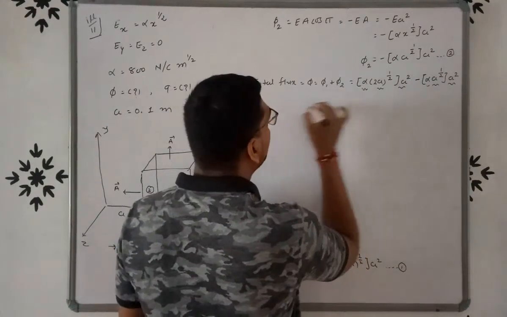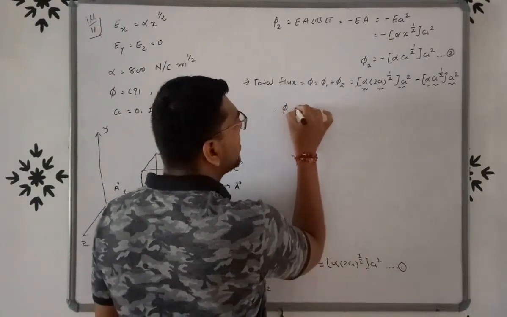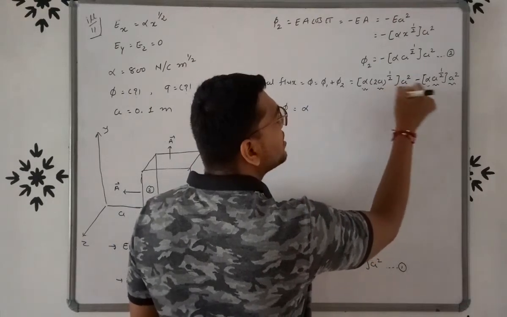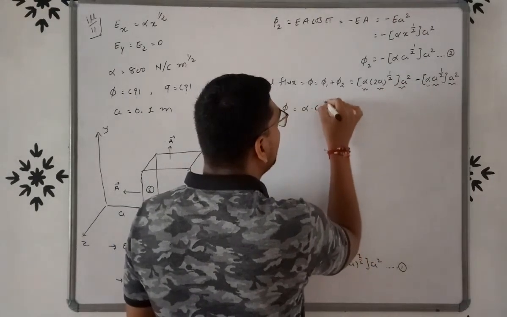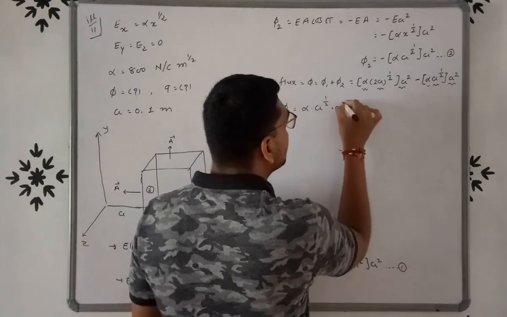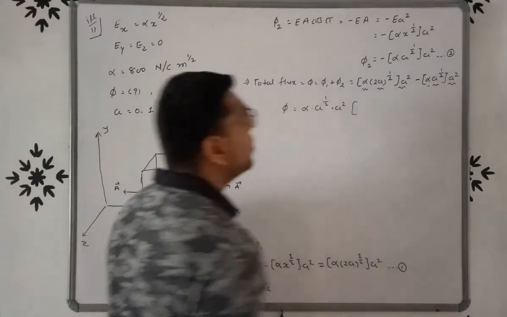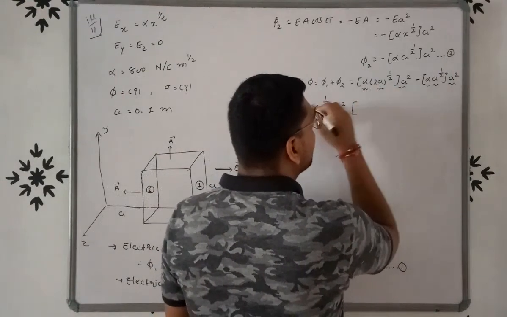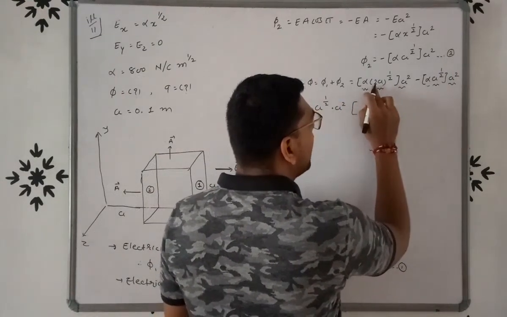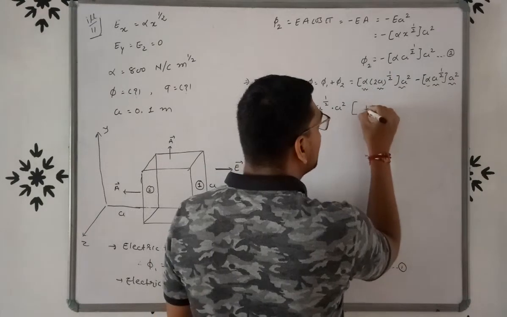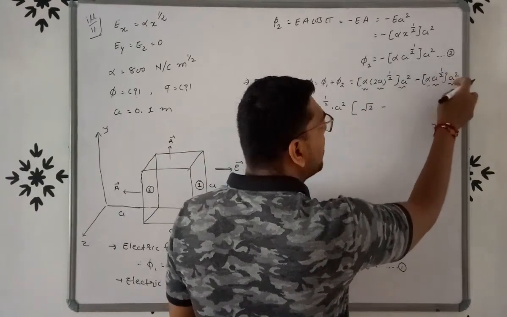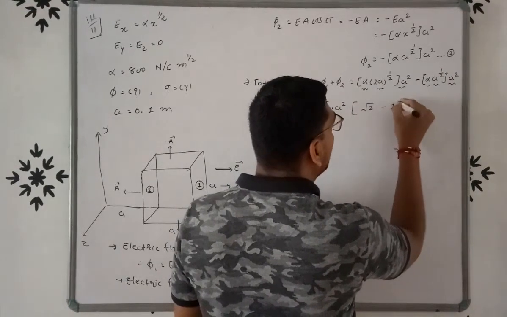So here phi is equal to alpha into A raised to 1 by 2 common, into A raised to 1 by 2 into A square common. So here alpha, A raised to 1 by 2 and A square are common. So what is the remaining part? 2 raised to 1 by 2, that means root 2, minus 1.